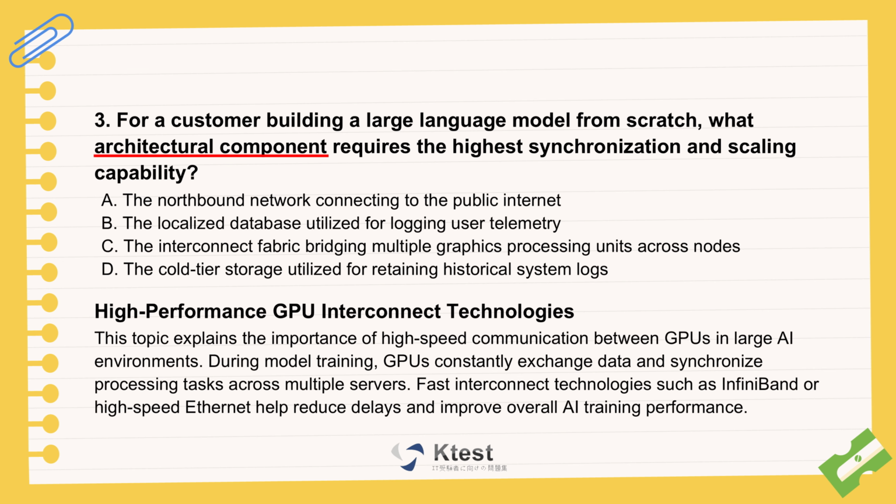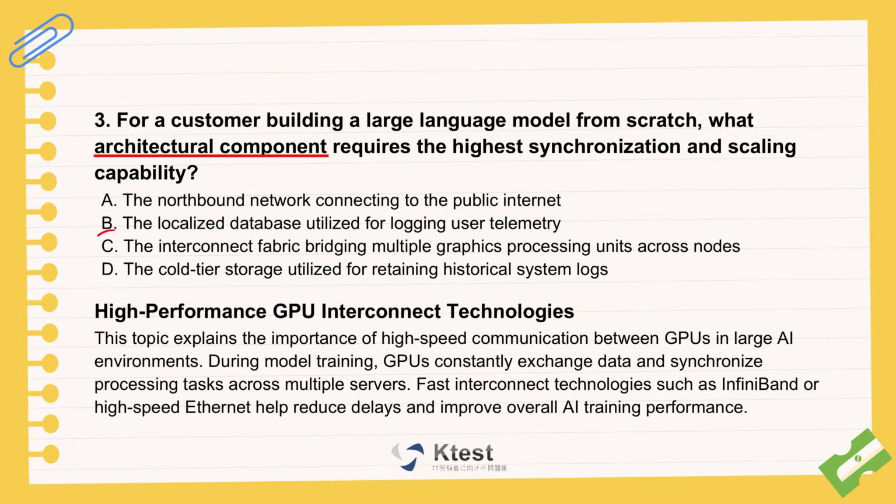Training an LLM requires breaking a massive mathematical problem into thousands of pieces, solved simultaneously across hundreds of GPUs. So options A, B, and D handle administrative, external, or cold storage tasks. They operate on standard networking timescales, which might tolerate a few milliseconds of delay. But the GPUs can't tolerate that delay. Not at all, which is why option C is the correct answer. The interconnect fabric bridging multiple graphics processing units across nodes.